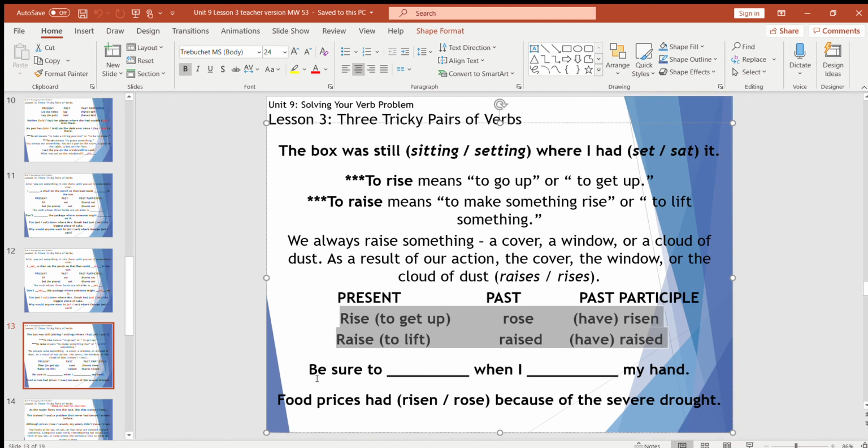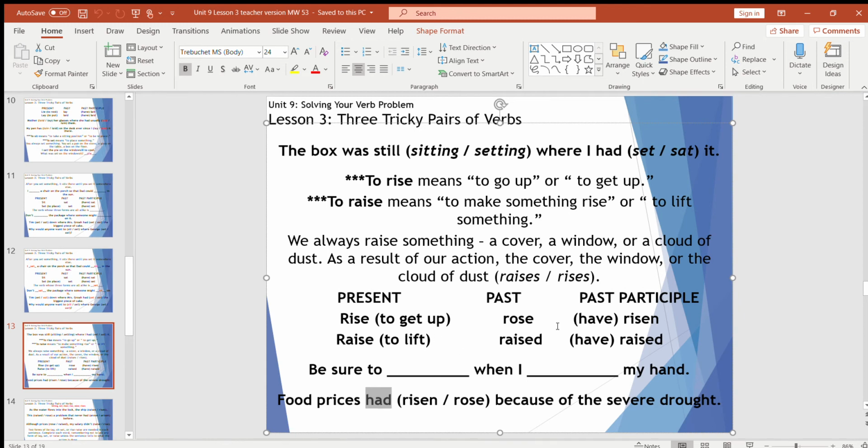So be sure to blank when I blank my hand. Okay, so is this be sure to get up or to lift something else? It is to get up. So be sure to rise when I what my hand? I'm lifting up my hand, so I raise my hand. And food prices had risen or rose because of the severe drought. Alright, well, first clue here is had, so we know we're looking at past participle. So either the food prices physically got up or they were lifted.